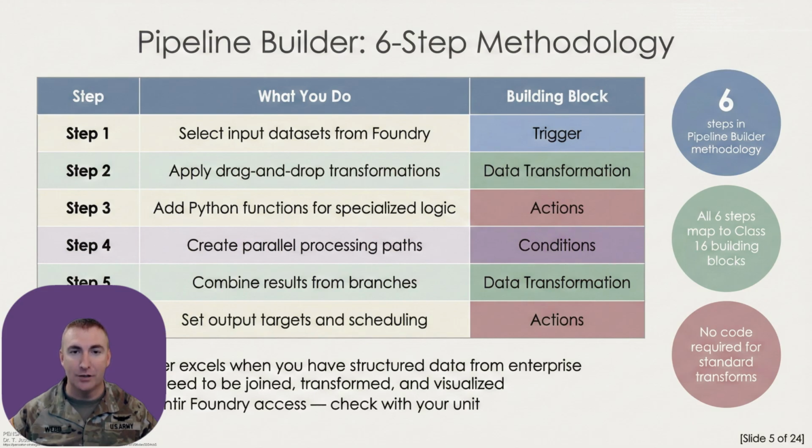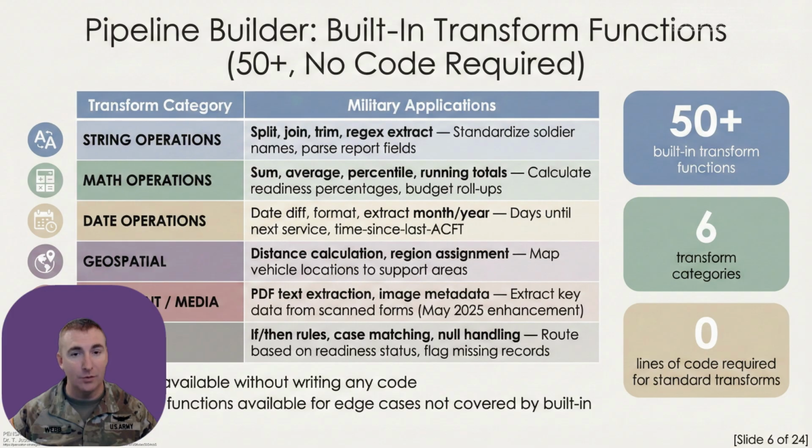And those drag and drop transforms deserve a closer look. Over 50 built-in transforms, 0 code, 6 categories: string operations, math, dates, geospatial, document processing, and logic. Each one solves a real military data problem. Parse soldier names, calculate readiness percentages, find days until the next ACFT expiration, extract text from scanned maintenance forms. For anything the library does not cover, write a custom Python function. But most military use cases never need one. That is the toolkit. Here is what it looks like on a real problem.